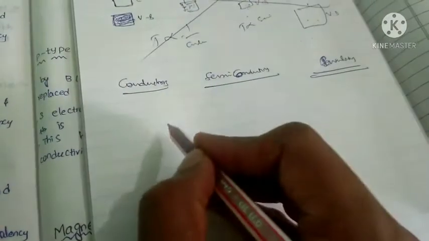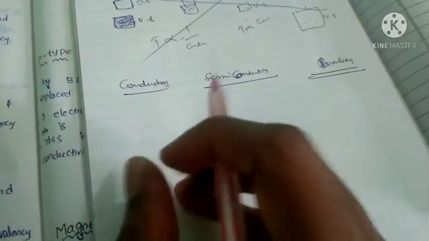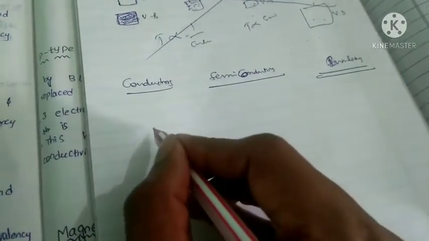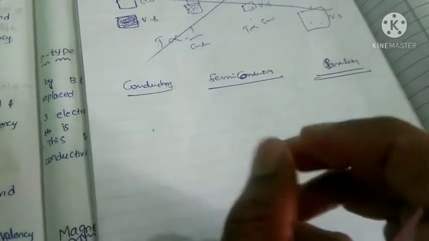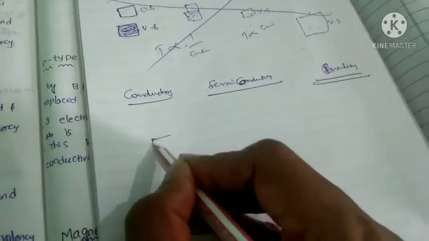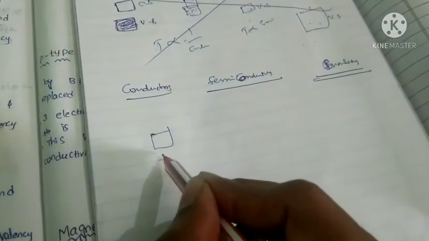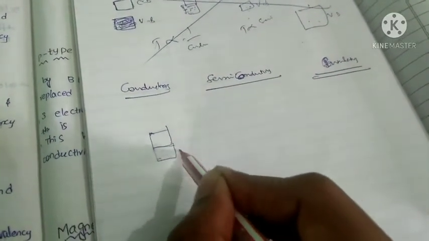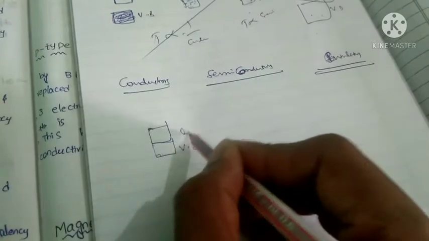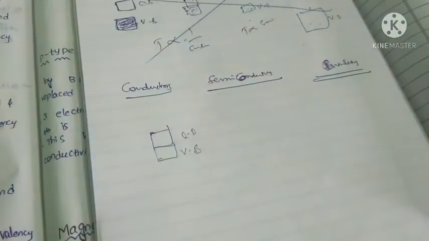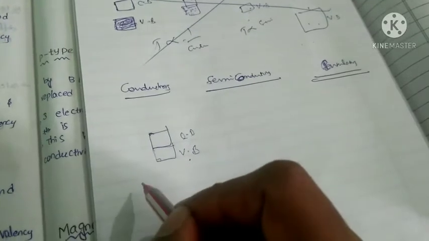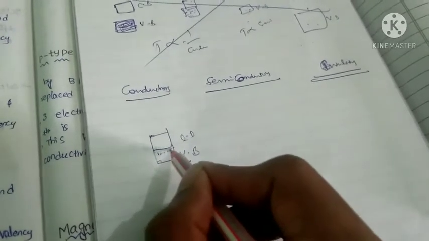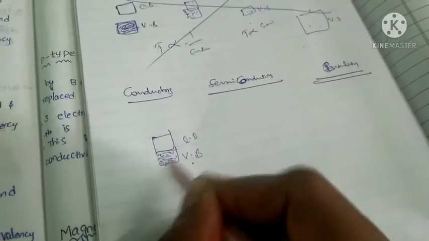Listen carefully. According to band theory, every solid substance contains two bands. They are the valency band and the conduction band. What is the valency band? That valency band contains valency electrons. These dots indicate what? Electrons.